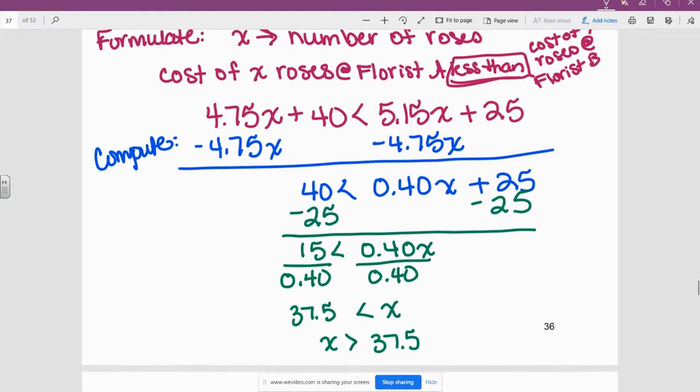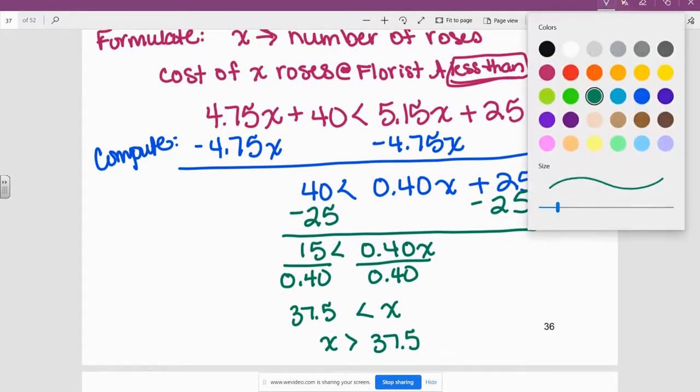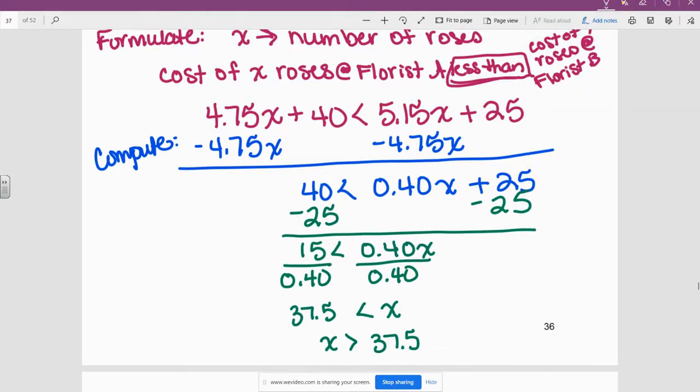Now, can you check this? Of course. We can go back and see if it mathematically works. It's not a no solution or an infinite solution, so we can actually check it. If you go back up here and plug in 37.5 roses, we have $4.75 times 37.5 roses plus 40.